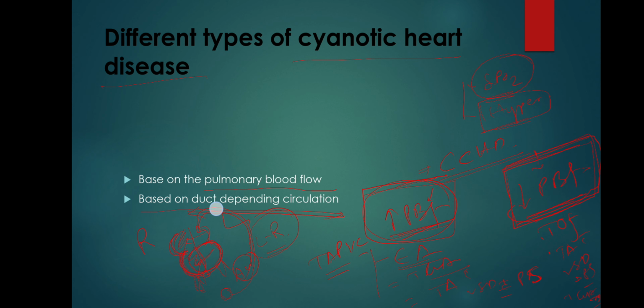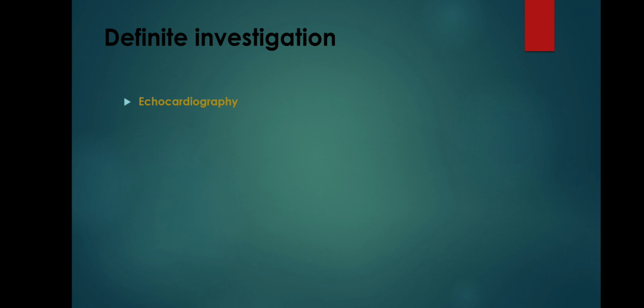Now, depending on the duct dependency, the cyanotic heart disease is either duct dependent or duct independent. Why is it very important? Because if it is duct dependent, we have to keep the duct patent. The causes of duct dependent circulation are Ebstein anomaly, tricuspid atresia, and TGA, and duct independent circulation is TOF and TAPVC. So we have to divide it into these two types of cyanotic heart disease.